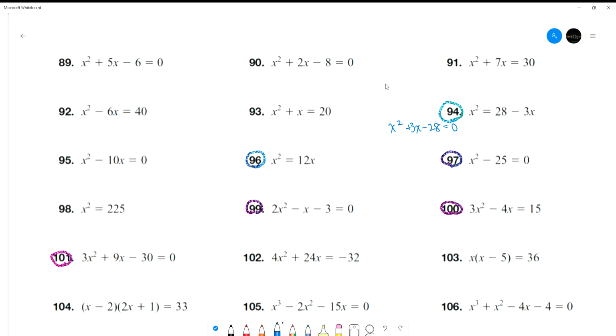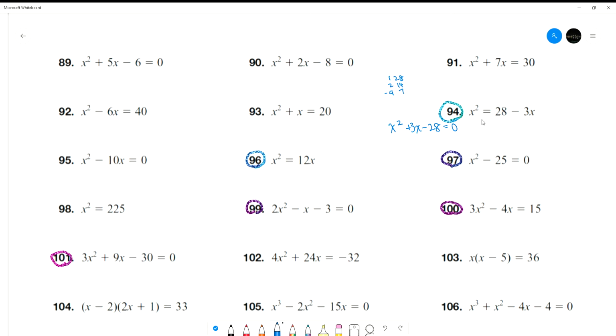So let's list out factors of 28 here. We got 1 and 28, 2 and 14, 4 and 7. Let's see here, what else? Okay, so let's just write the 4 and the 7, and we said that the larger has to be positive, so this is negative 4. Those are our factors, right?